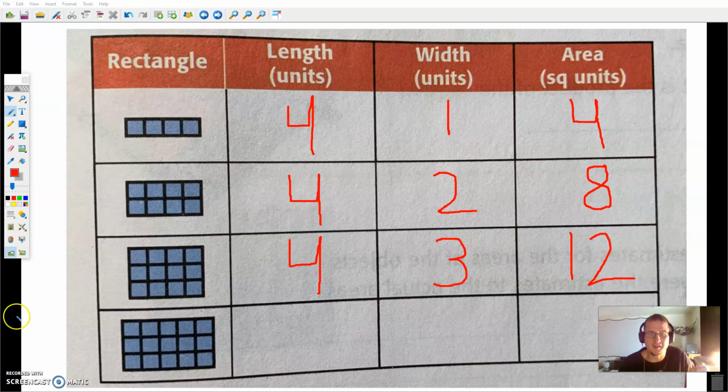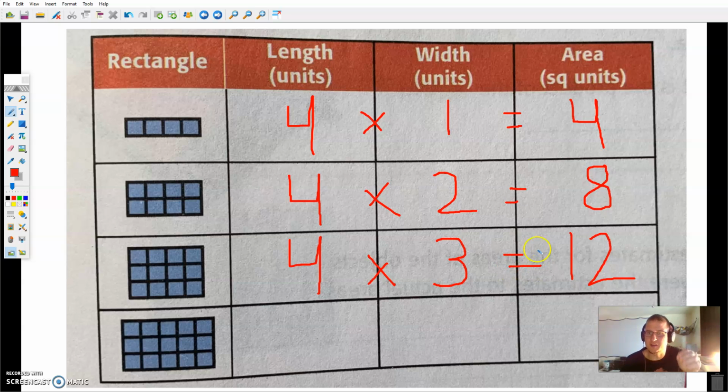Okay, so what patterns did you notice? 4 units by 1 unit is 4 units. 4 units by 2 units is 8 units. 4 units by 3 units is 12. What's going on with my area as my width increases? Okay, hopefully you noticed 4 times 1 equals 4. 4 times 2 equals 8. 4 times 3 equals 12.